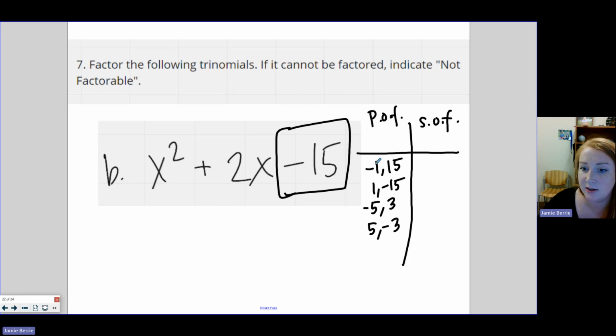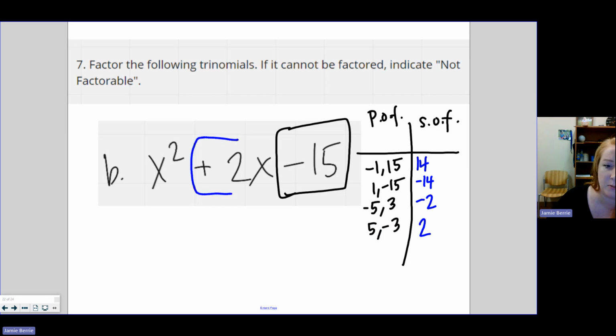All right, so you're just adding these together. What's -1 plus 15? 1 minus 15 would be -14. -5 plus 3 is -2. 5 minus 3 is +2. All right, so we're looking for the coefficient on our middle term, which is +2, and there we go.